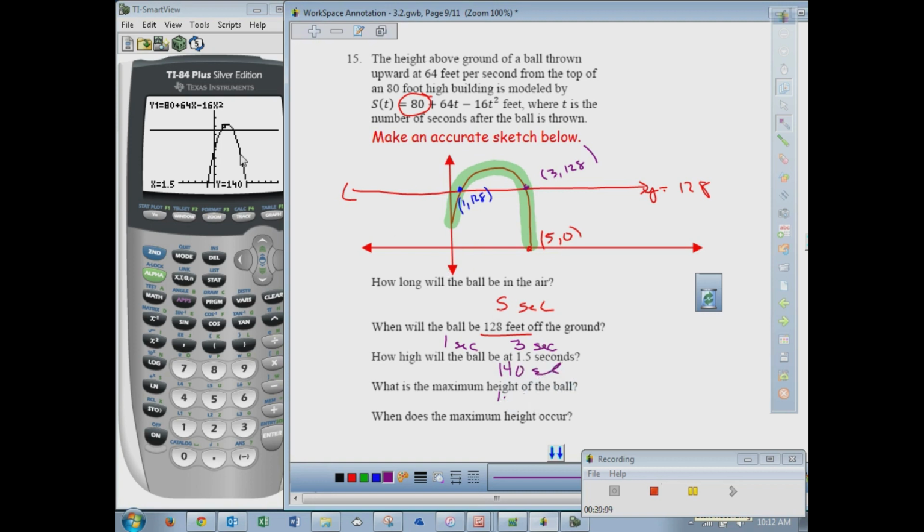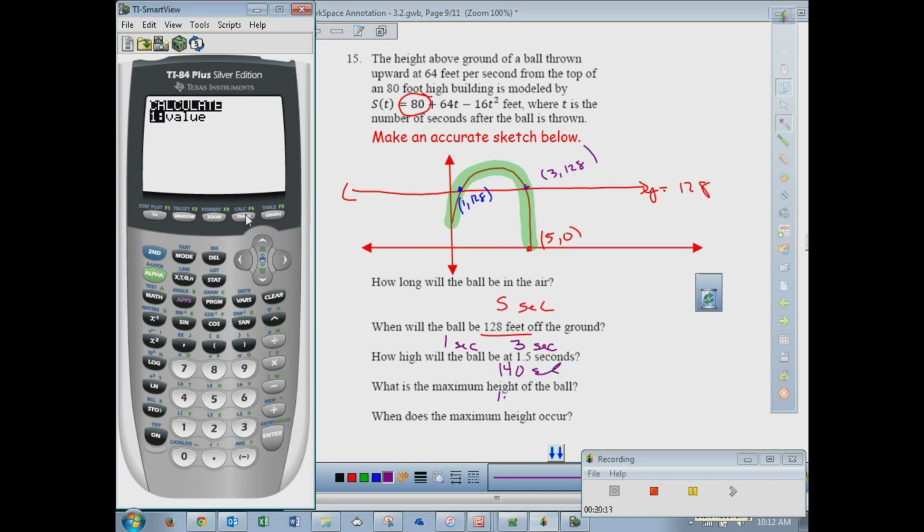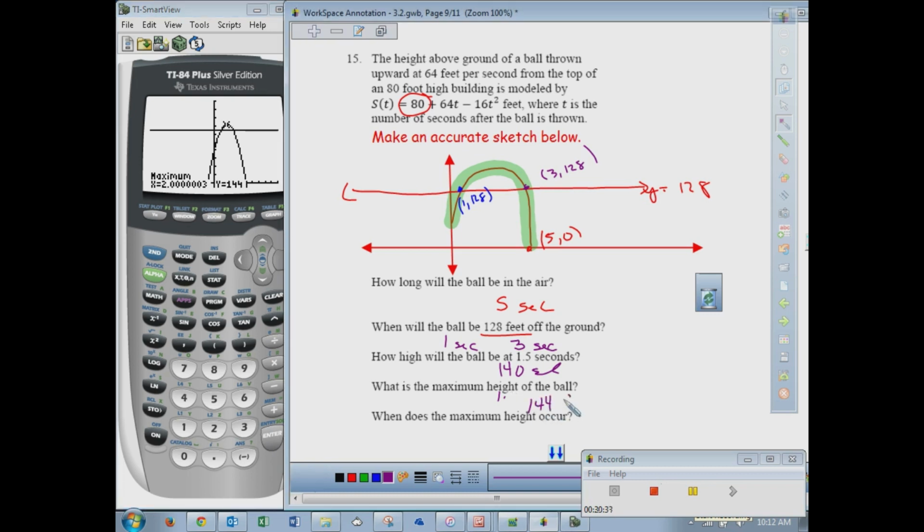What's the maximum height of the ball? Calculate the maximum. Left bound, right bound. Yes. At 144. Don't forget, some calculators can't be accurate enough, so that's really at 144. It was 144 feet. And when did it occur? 2 seconds.